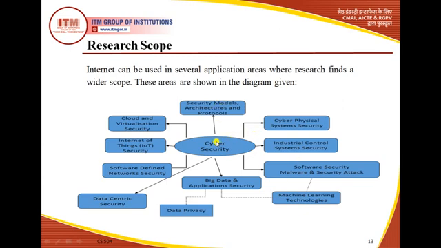For example, cloud and virtualization security, machine learning technologies, data privacy, data-centric security, software defined network security, cyber physical system security, industrial control system security, and a number of cyber security key areas we are taking over here. This is just an example of cyber security where the internet can be used for further research work. So there are several key areas where the internet finds wider research scope.